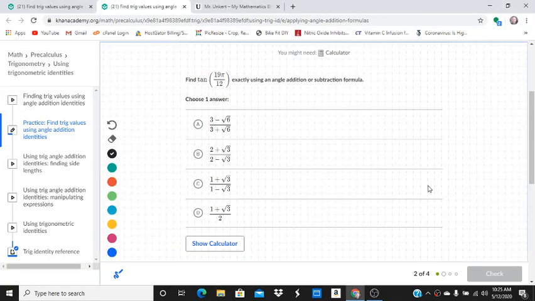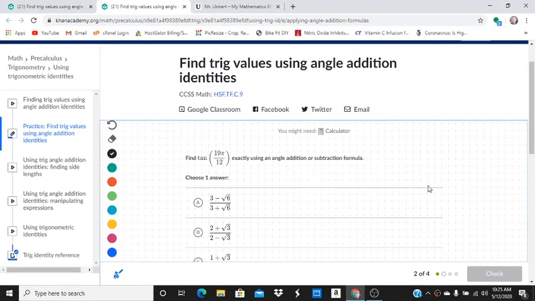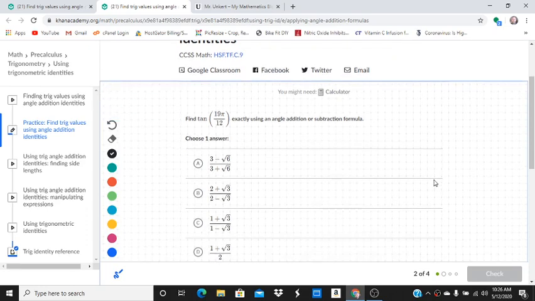Hi, Mr. Unkert here, and in today's video I'm looking at a problem from Khan Academy's Find Trig Values using Angle Addition Identities. In this particular problem, we have to find the tangent of 9 pi twelfths exactly using an angle addition or subtraction formula.